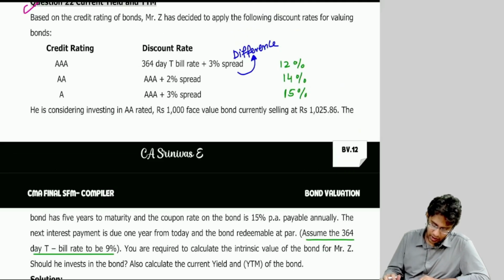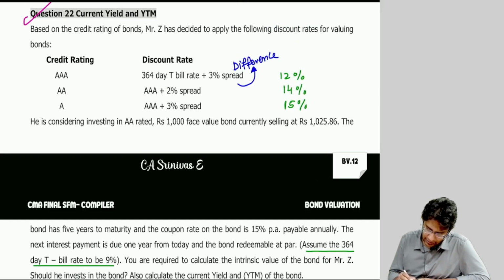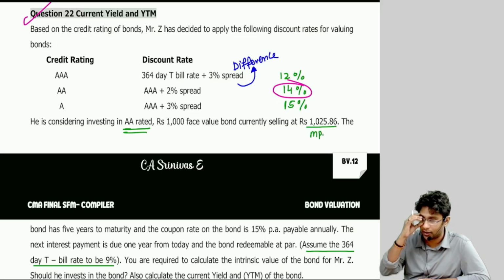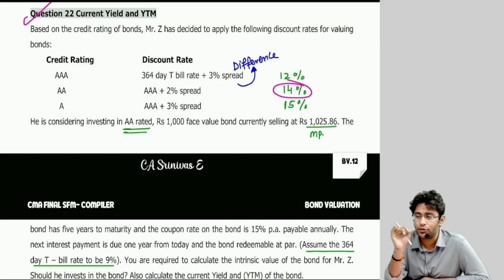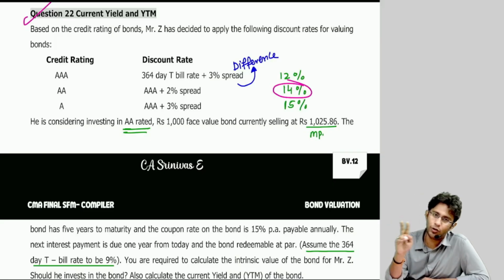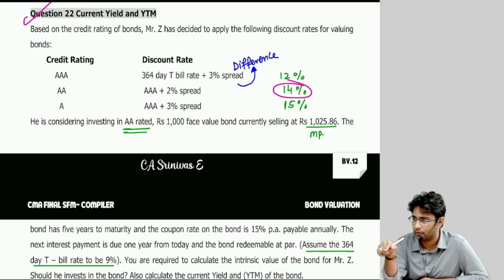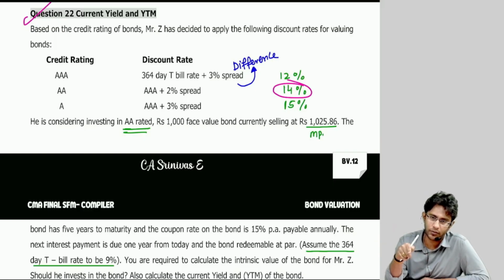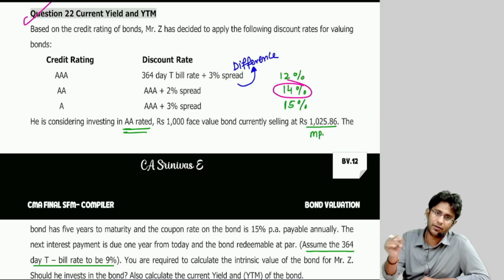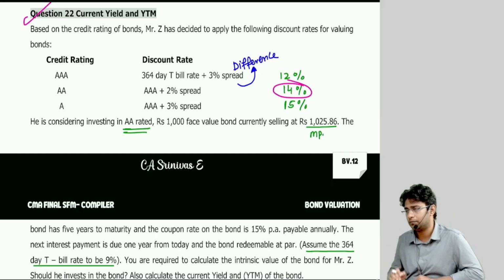Move on. Our investor is considering investing in a AA rated bond. So what is his required return now? 14%. AA rated, 1000 face value bond currently selling at 1025.86. This 1025.86 is the market price. Remember, sir, whenever a question gives the market price, it can ask you only two things. It will ask you the fair value of the bond and a decision whether I should buy the bond or not, or it will ask you to compute YTM. If the market price is given, definitely they will ask either of these two questions. Work out fair value and tell me the decision, or work out YTM.